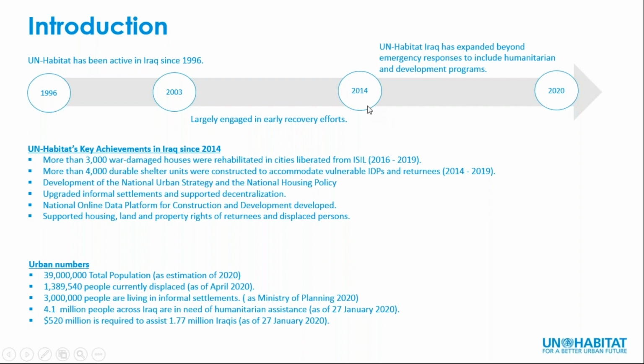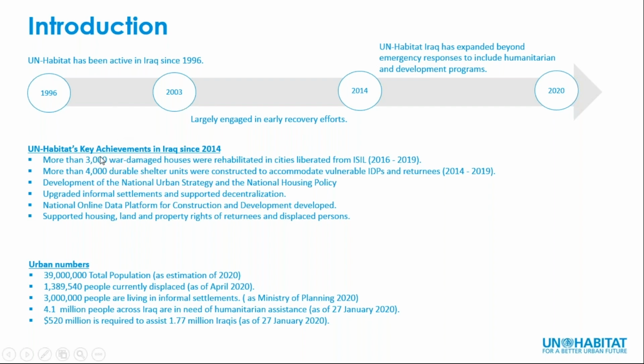In 2014, after the conflict caused by ISIL, UN Habitat expanded beyond emergency response to include humanitarian programs such as providing IDPs and returnees with dignified shelter and living environment, and development programs like providing technical and capacity development support to the national and local government.